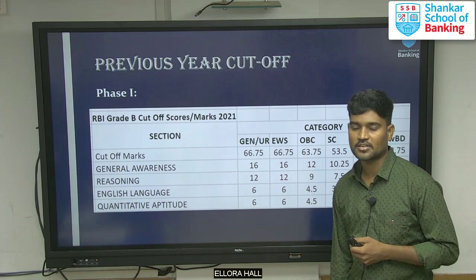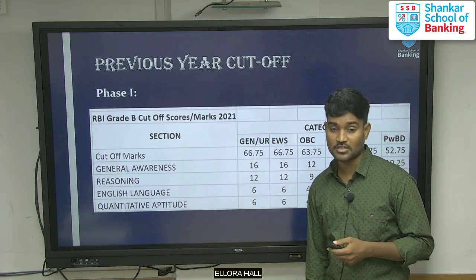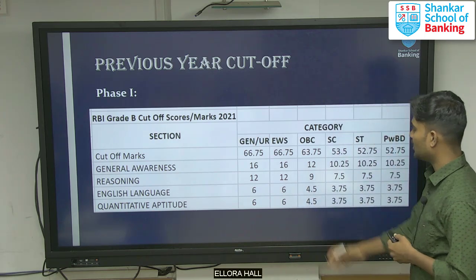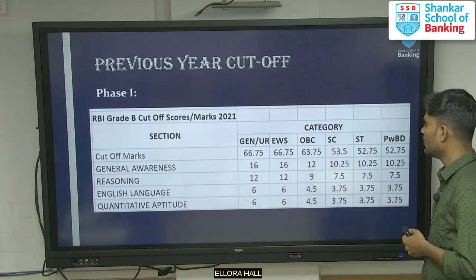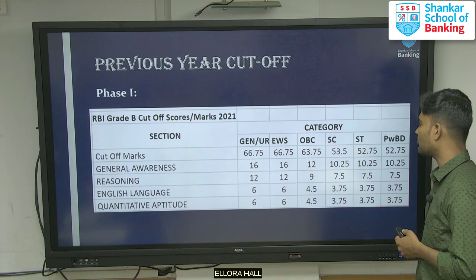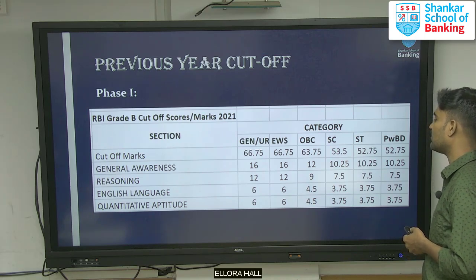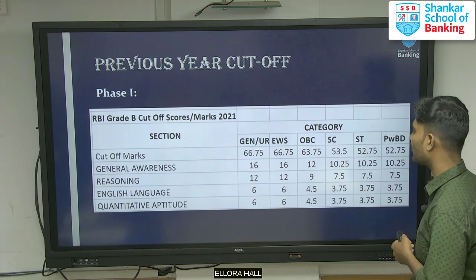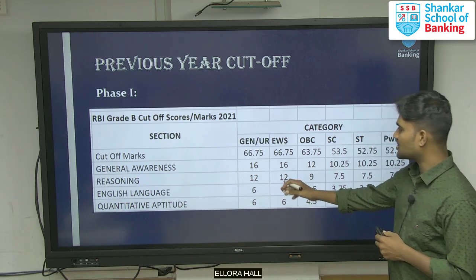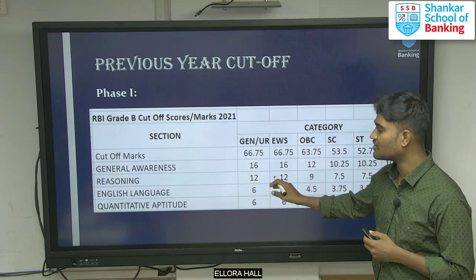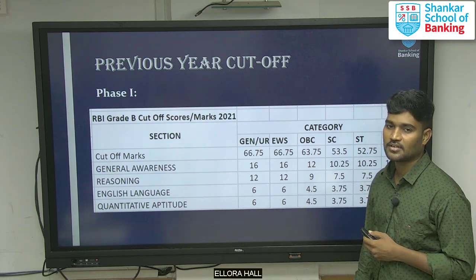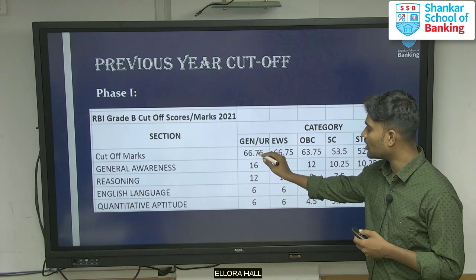Once you clear the minimum cutoff, you are eligible for the second phase, right? In the general category it is 66.75, EWS category the same, OBC category 63.75, and SC/ST category 53.5 and 52.75. These are the overall cutoffs; as I said in the earlier section, we have a sectional cutoff and an overall cutoff.